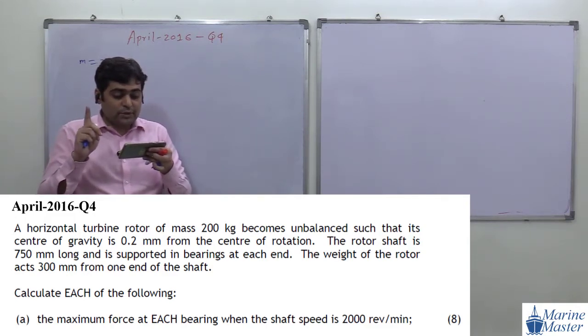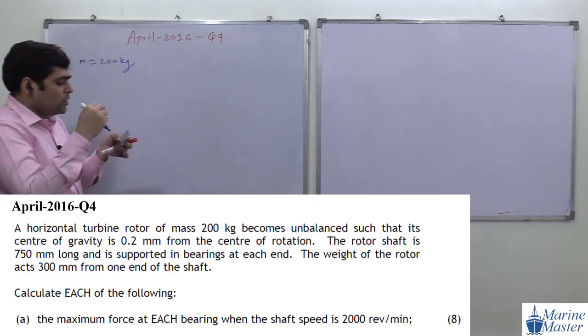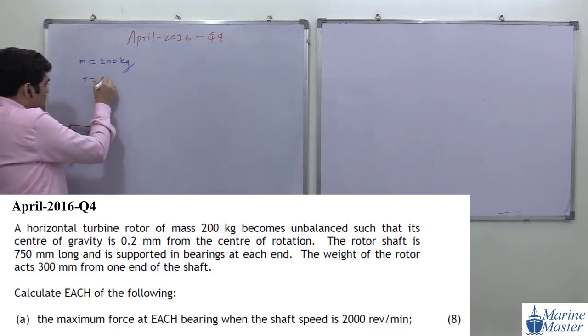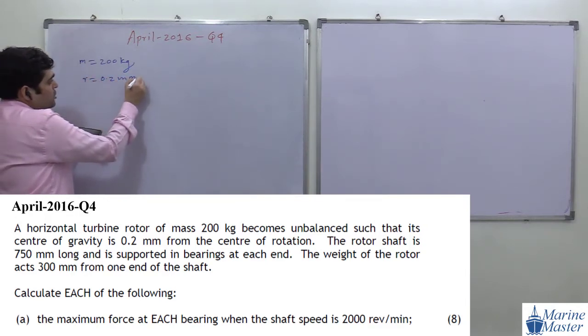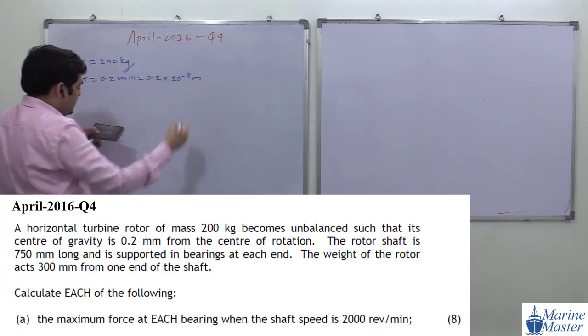Now see the scenario here. We have a horizontal turbine rotor whose center of gravity is 0.2 mm from the center of rotation. So r for this one is 0.2 mm. 0.2 mm means 0.2 into 10 raised to the power minus 3 meter.